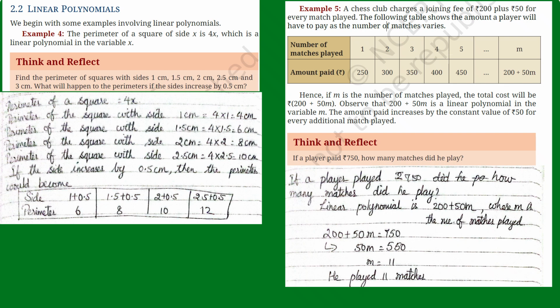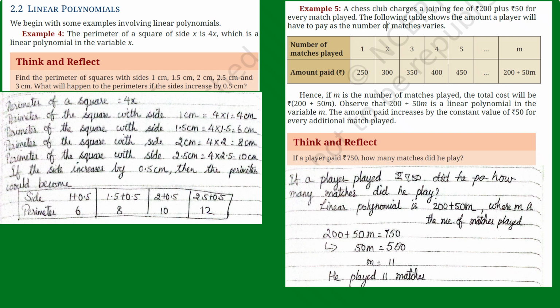Let's look into example 5. A chess club charges a joining fee of 200 plus 50 for every match being played. The following table shows the amount a player will have to pay as the number of matches varies. The table displays the amount paid based on the number of matches being played. For each match, it's an extra 50 rupees. But the joining fee is 200 rupees, a one-time payment.